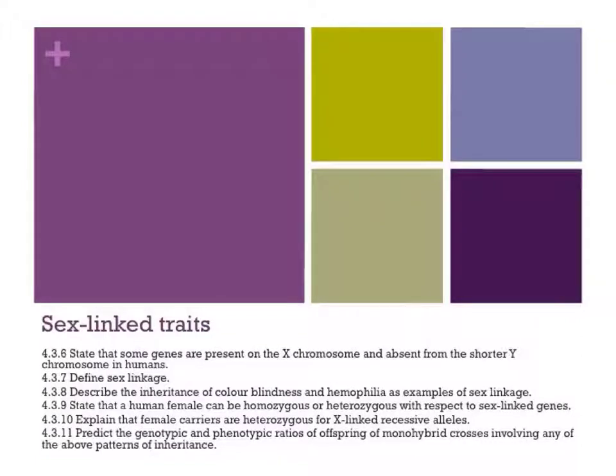We're a little over halfway through our journey understanding how traits get passed on from parents to their offspring. And now we are going to look at sex-linked traits, which are present on the X chromosome and absent from the Y chromosome. So these are traits that primarily tend to affect males more than females.